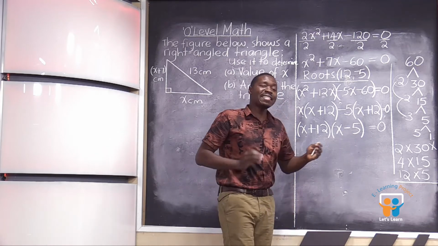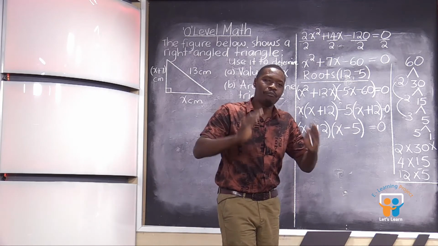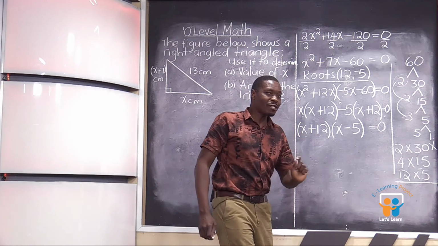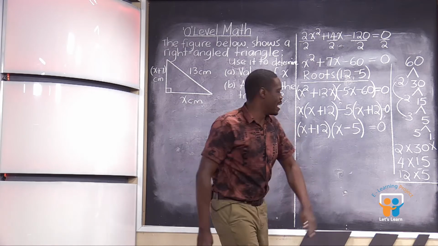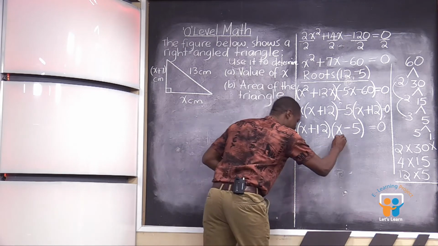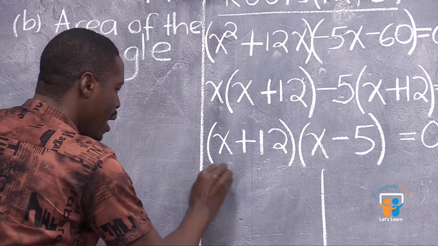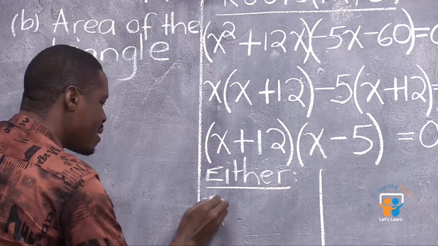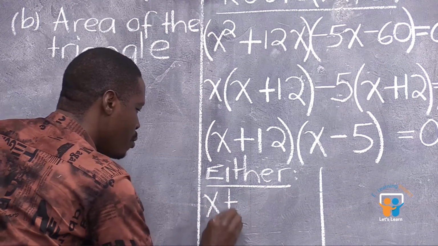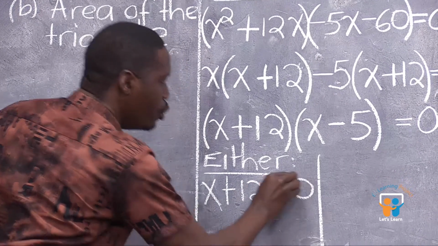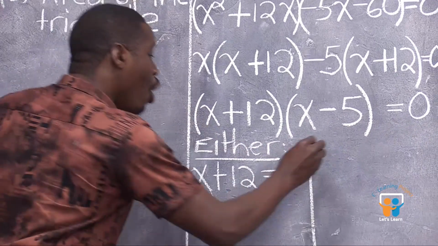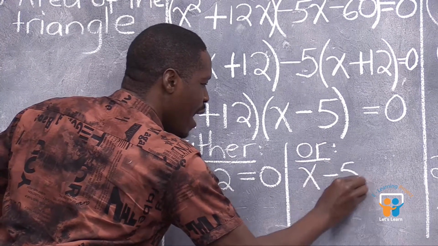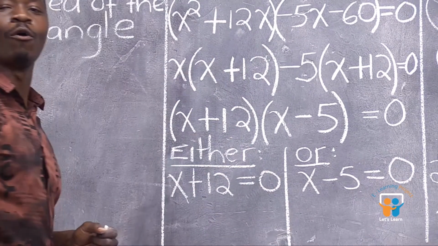Now, if the examiner had said factorize completely, we would have ended there. But since the examiner wants us to go ahead and find the value of x, we can continue and say, Mr. Examiner, sir, either the first bracket, which is x plus 12, is equated to 0, or the second bracket, x minus 5, is equivalent to 0.